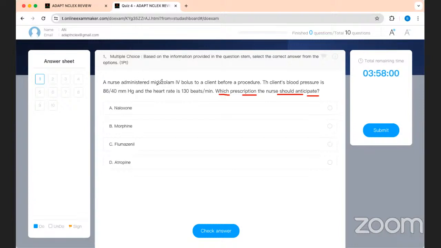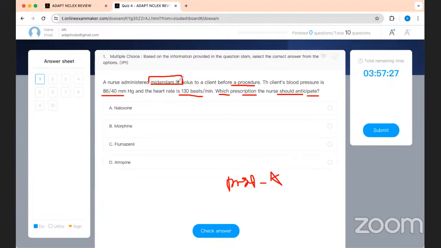And next, administer midazolam. That's the buzzword right there. Bolus to a client before a procedure, right? The client's blood pressure is now 86/40, and the heart rate is that. Which prescription should the nurse anticipate? Think about it. You have all the information to be able to answer it. There's key information there. I need a prescription, right? That's what is being asked.